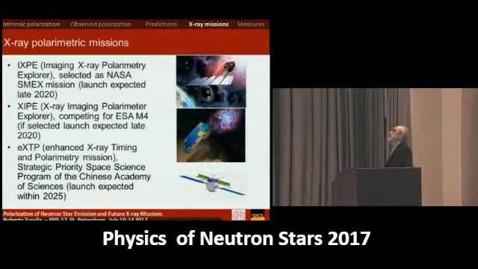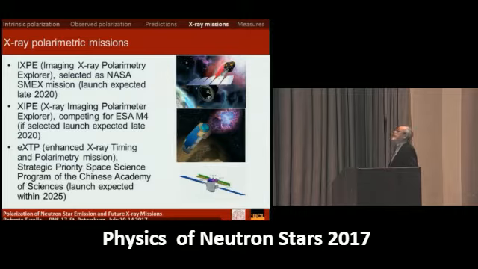Very well, excellent. So, what about the future? As I mentioned at the beginning of my talk, there are a number of proposed missions. I listed here the three which I know better. There are others still under study. The first one is called IXPE, the Imaging X-ray Polarimetry Explorer, and it has already been selected as NASA's next mission. Launch is expected late 2020.